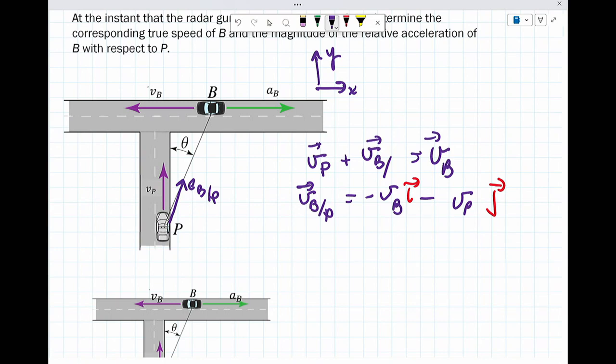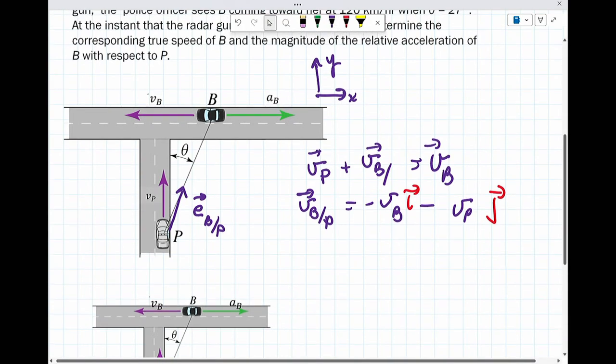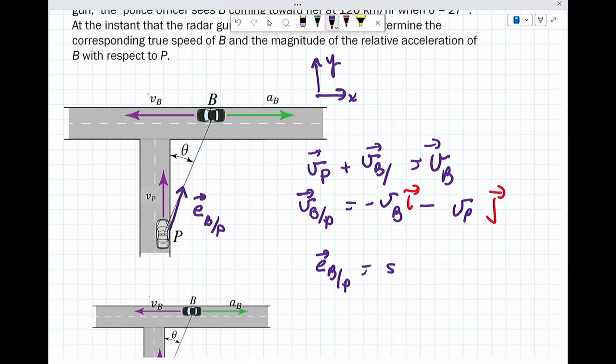Now, I can define a unit vector that points along the line from the police car to the driver, and that's e_B/P, B with respect to P. So I have a unit vector. That unit vector is going to be e_B/P equals sine theta plus cos theta, in i and j.